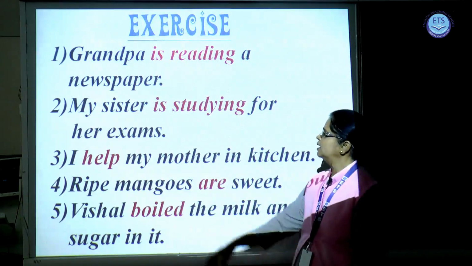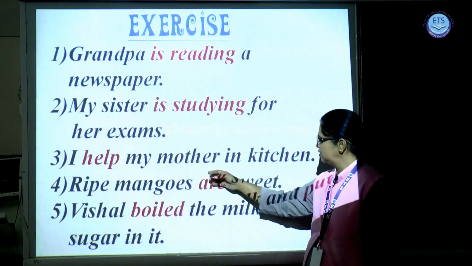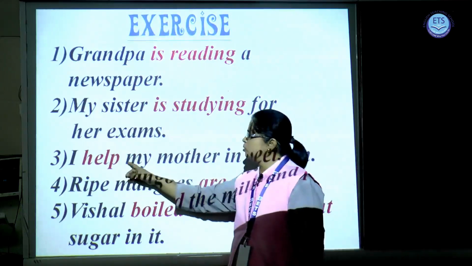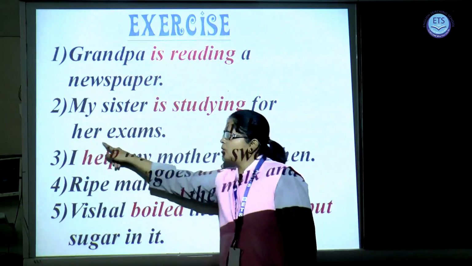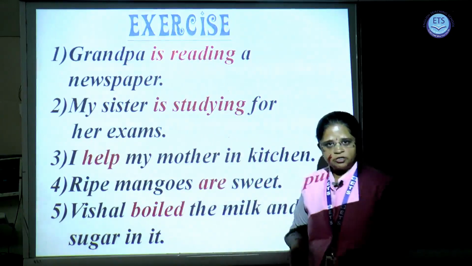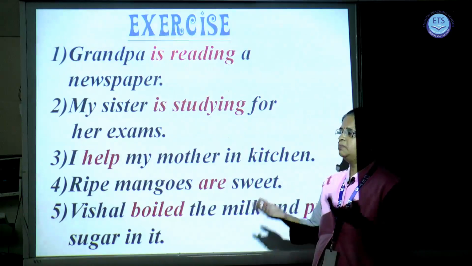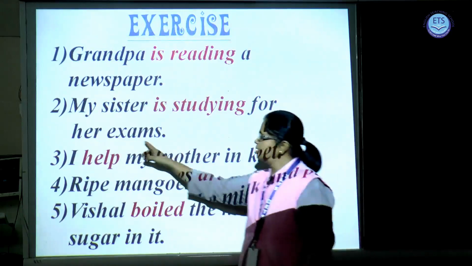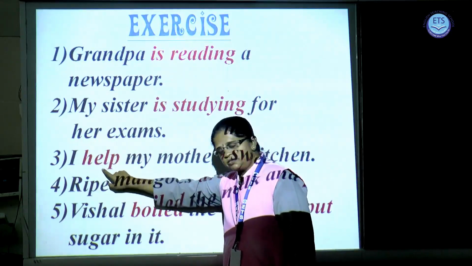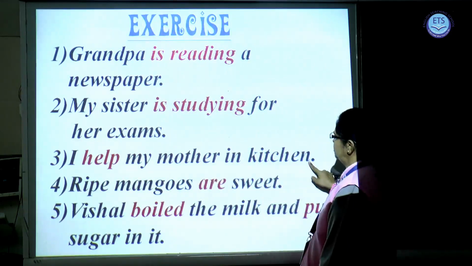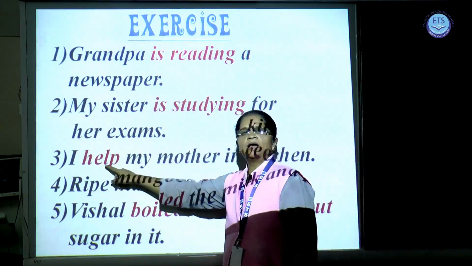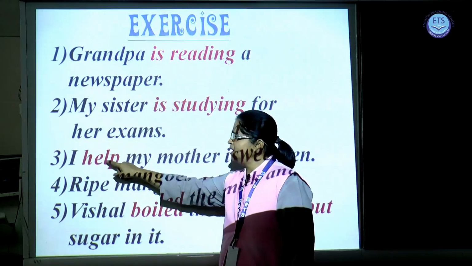Third one, I help my mother in the kitchen. Right? Now, where is the action shown? Help. Now, help can be anything. I help my mother by bringing some water, some vegetables, some utensils. So, all this comes under help. Again, action is shown. What is shown? That I help my mother where? In the kitchen. So, help again is an action which is done by me.